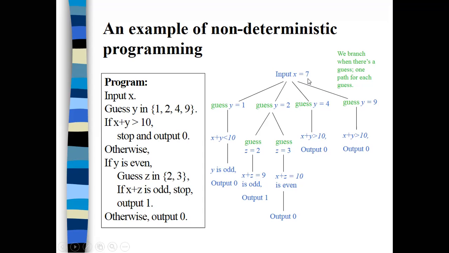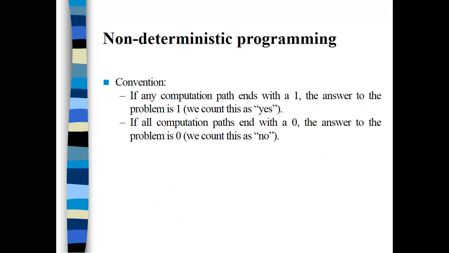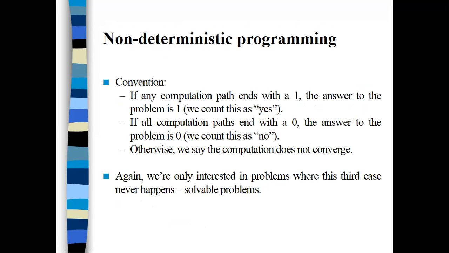Suppose we have x here as 1, then similarly we have to check with 1, 2, 4, and 9. These two are even numbers, then we have to add the z here. Non-deterministic programs are usually conventional, and if any computational path ends with a 1, the answer to the problem is 1. And if all computational paths end with 0, the answer of the problem will be 0. Otherwise, we can say the computation does not cover the specific number. Again, we are only interested in problems where this third class never happens, that is solvable problems.